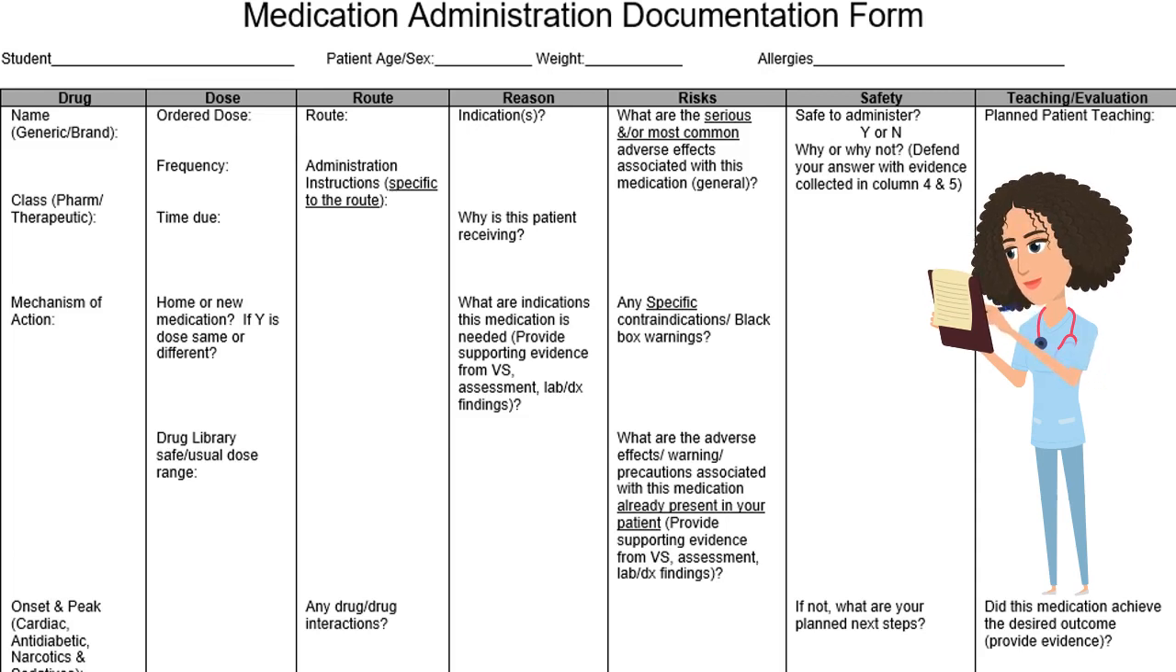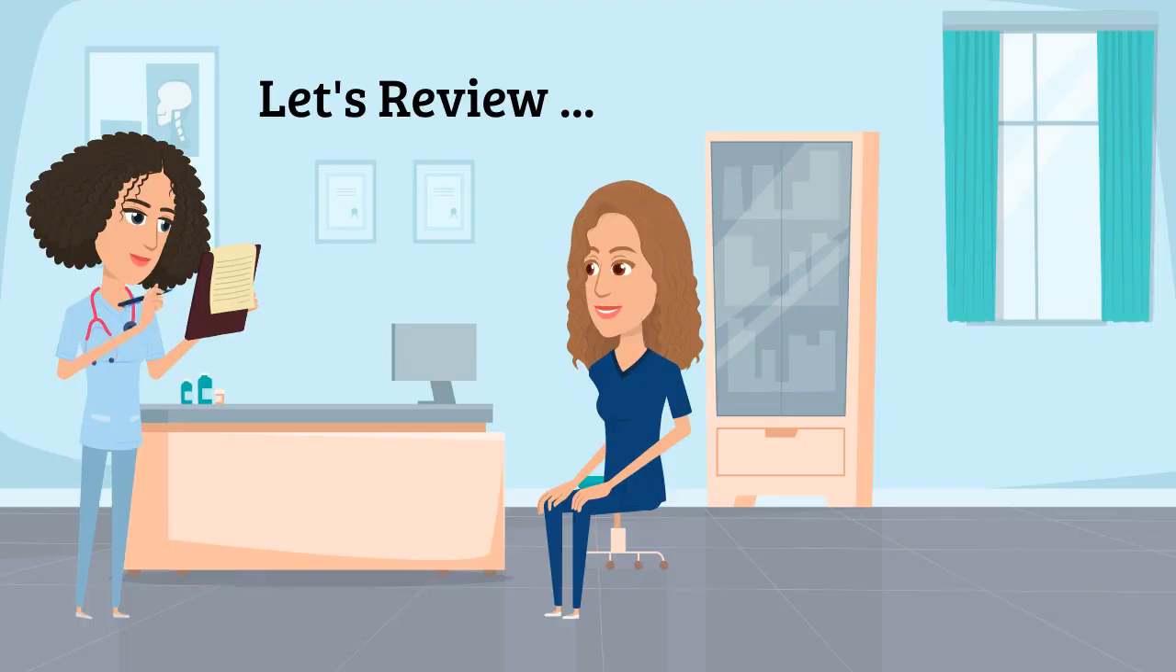Next, it is important to provide relevant information as it pertains to your patient. For example, the ordered dose, frequency, time due, and route that is specific to your patient. In addition, identify any supporting evidence such as why the patient is receiving the medication, labs, and vital signs that must be considered before administering a medication. You and your clinical instructor will then review the medication administration documentation form before you will be allowed to administer the medication.